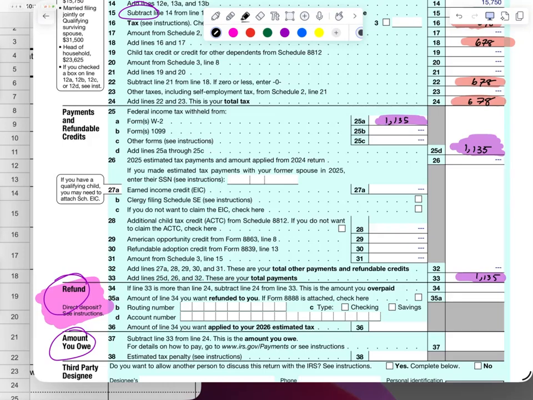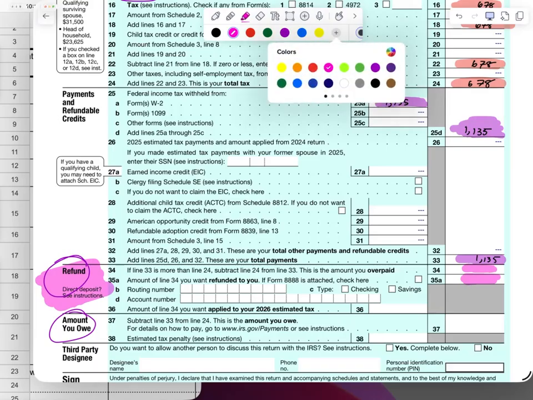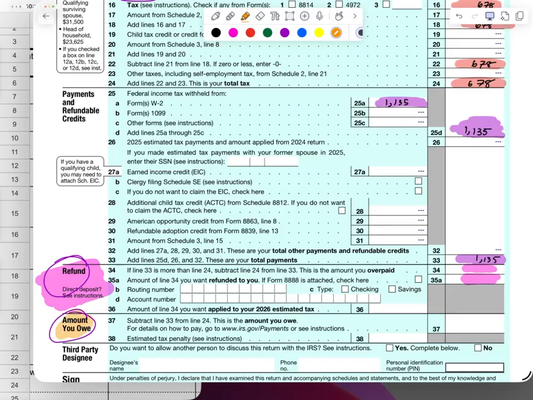So if that's the case, I fill in these two right here. But it is possible that instead I might have owed. And if you owe, you take the difference and put it in here. So for me, technically, I don't put anything in boxes 34 and 35. I actually have to go to box 37. So if you owe more money, you need to put it in box 37 and then you need to send a payment.